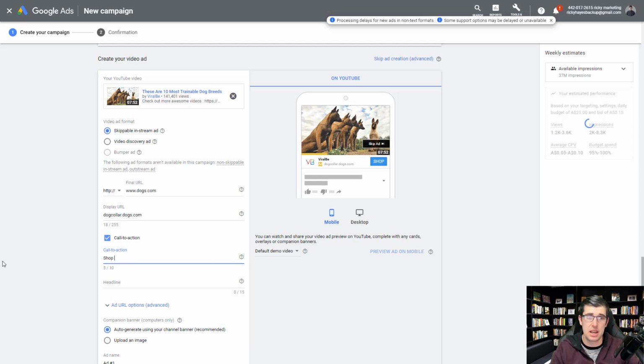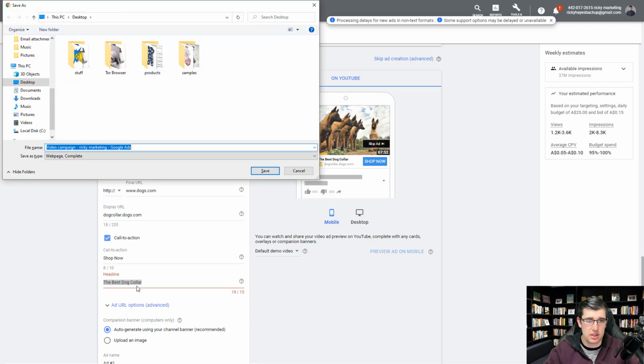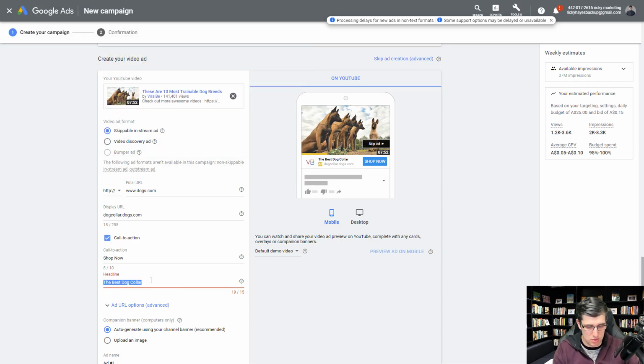Even though it ends up in capitals, your ad won't be able to spend, because it just won't let you spend. It's weird. Because capitalization, Google doesn't like that. And then headline is the best dog collar, too much. Great dog collar. There we go.